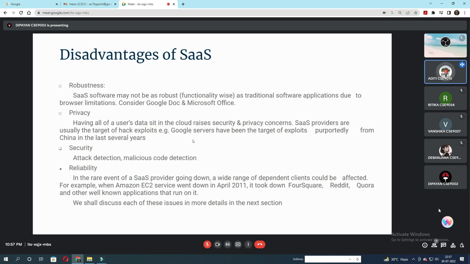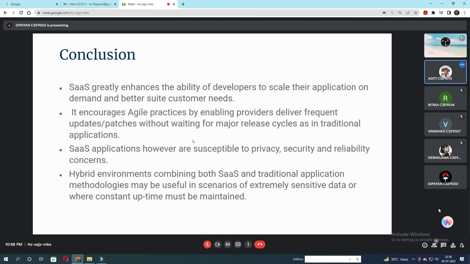And the last one is reliability. In the rare event of a SaaS provider going down, a wide range of dependent clients could be affected. Next slide.